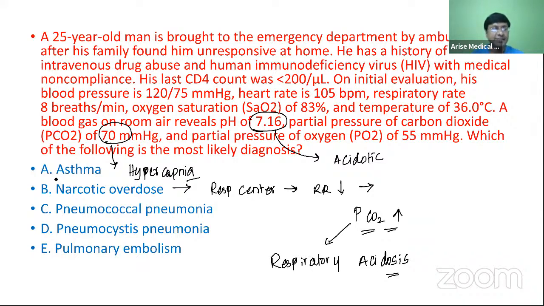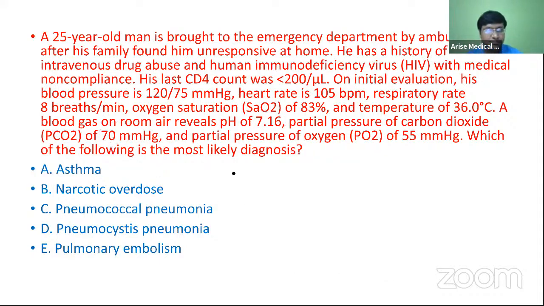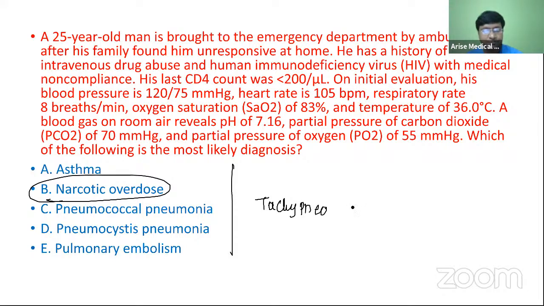Right, this is your hypercapnia. So the answer is narcotic overdose. In all other conditions, whether you take asthma, pneumococcal pneumonia, pneumocystis pneumonia, or pulmonary embolism, except narcotic overdose, they will have tachypnea. There will be carbon dioxide washout. They will not have bradypnea of 8 breaths per minute. So that is the reason why the answer is narcotic overdose.